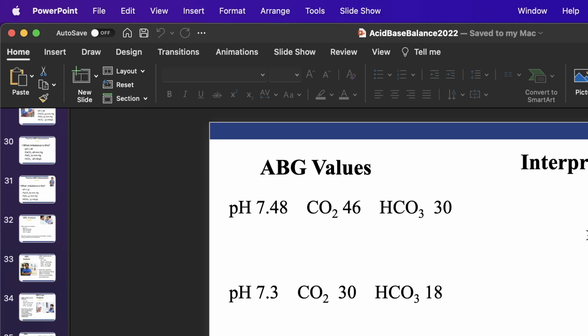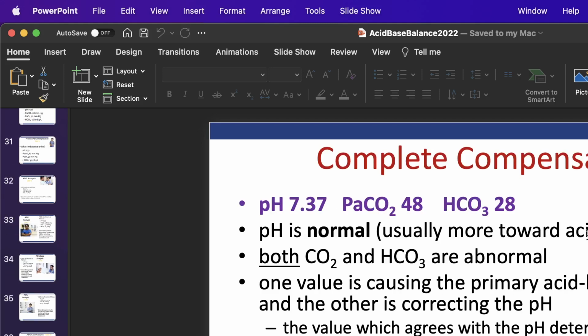All right, and then this one is just another example. Your pH is 7.37 here. We know the normal is 7.35 to 7.45. So where does that fall? It's within normal range, right? PaCO2, 35 to 45 is the normal. This is an acid, so the higher the value, the more acidic. So we're giving this an A.